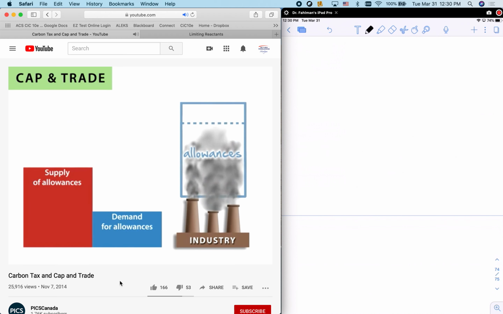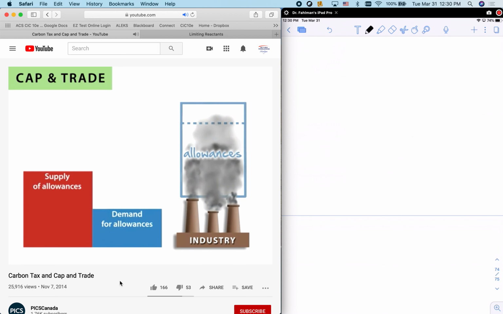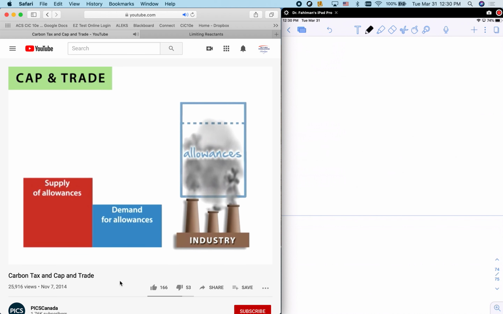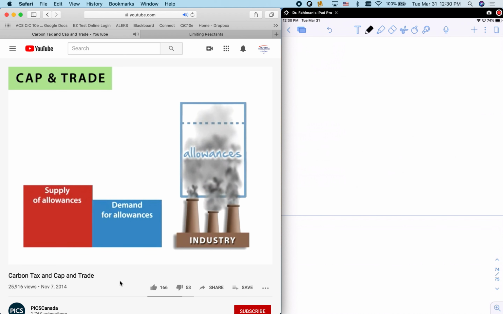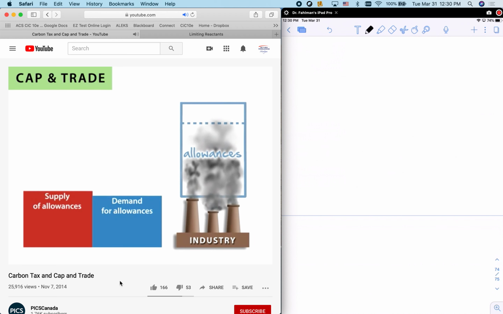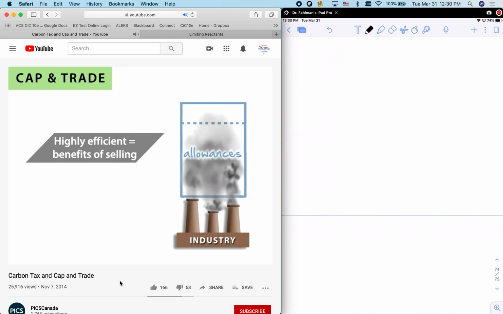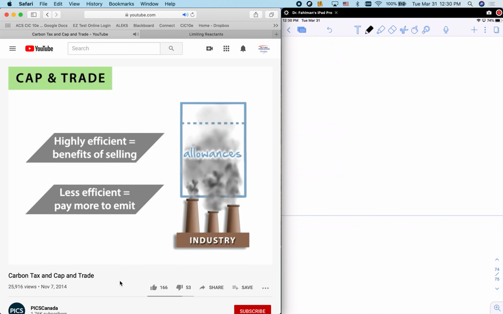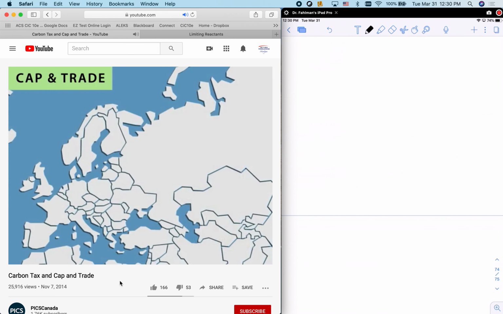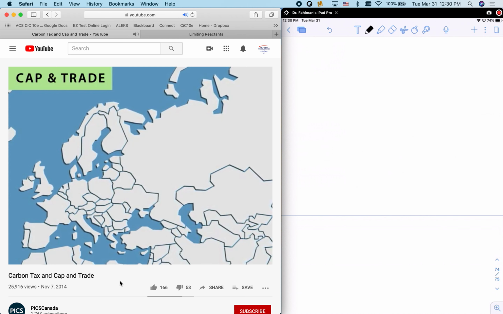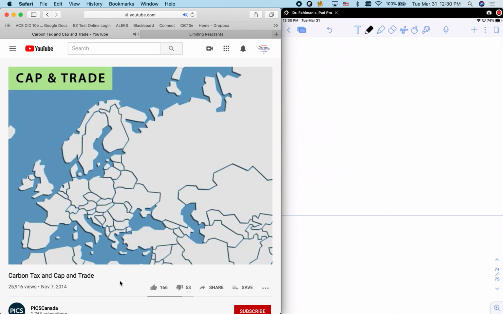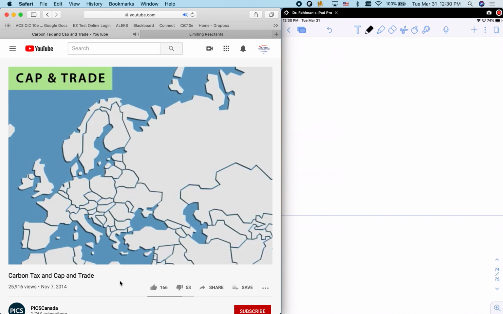In many jurisdictions, the price of allowances is set by auction. Thus, market rules of supply and demand establish a price for emissions, and that price will rise as the total number of allowances is reduced. Companies that are highly efficient in reducing emissions will reap the benefits of selling allowances, but those that are less efficient will pay more to emit. Cap and trade, like carbon taxation, is not new. Let's consider some international examples.